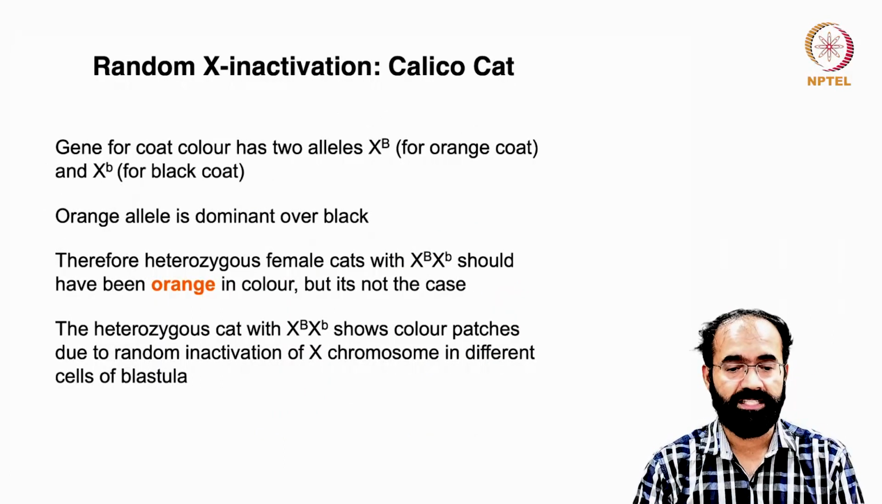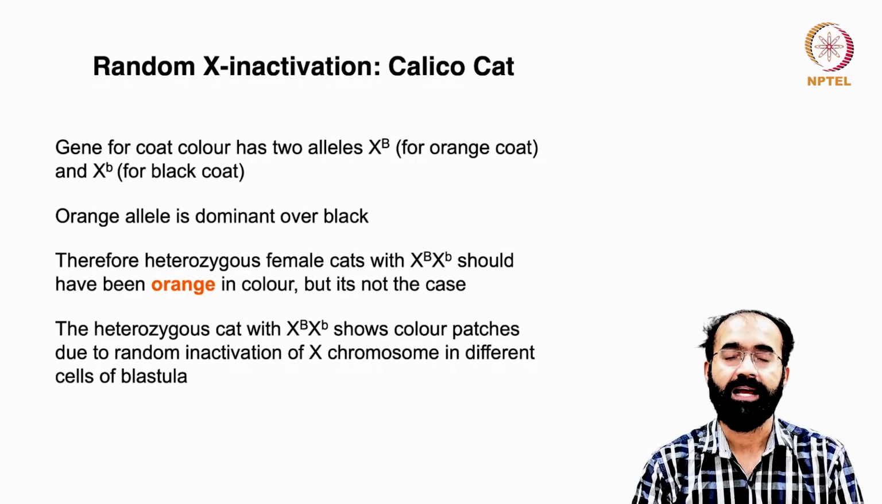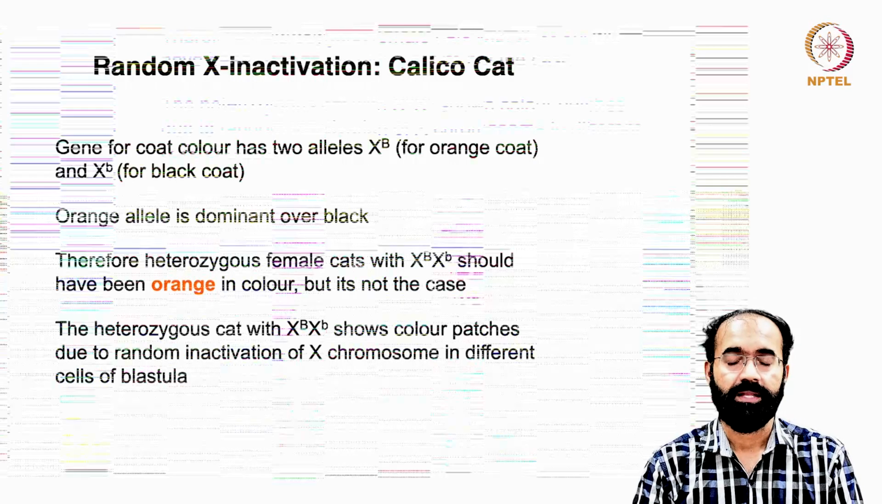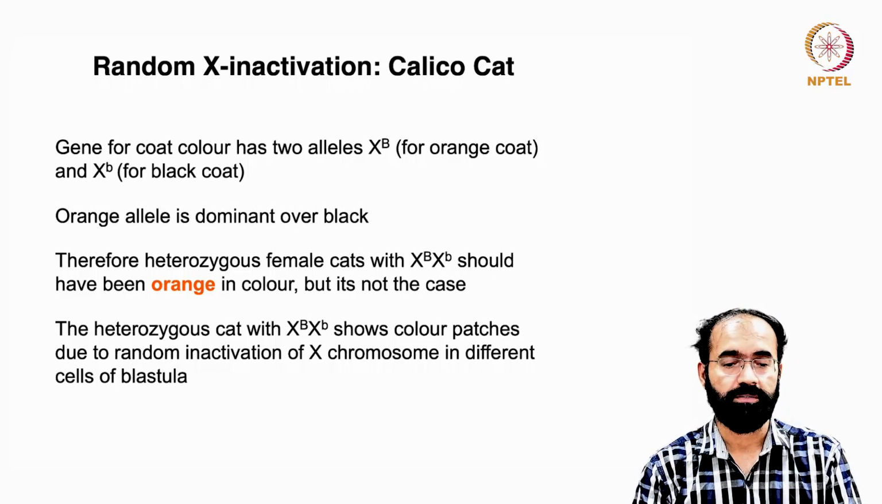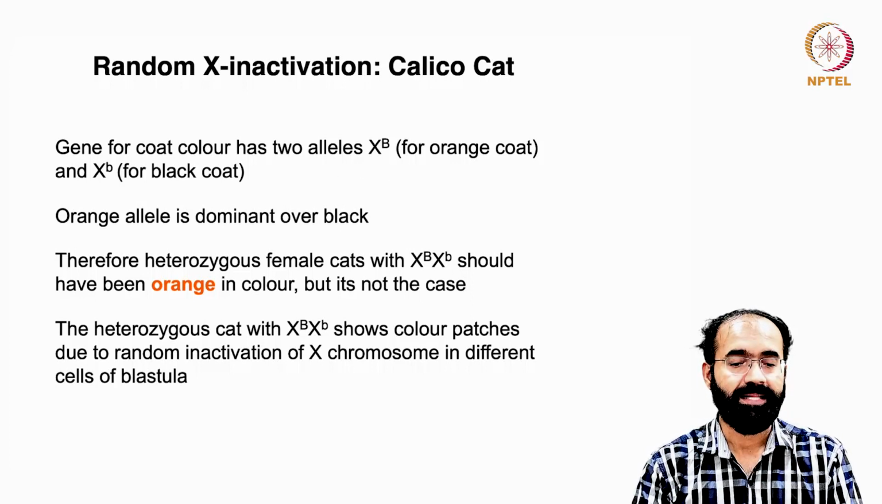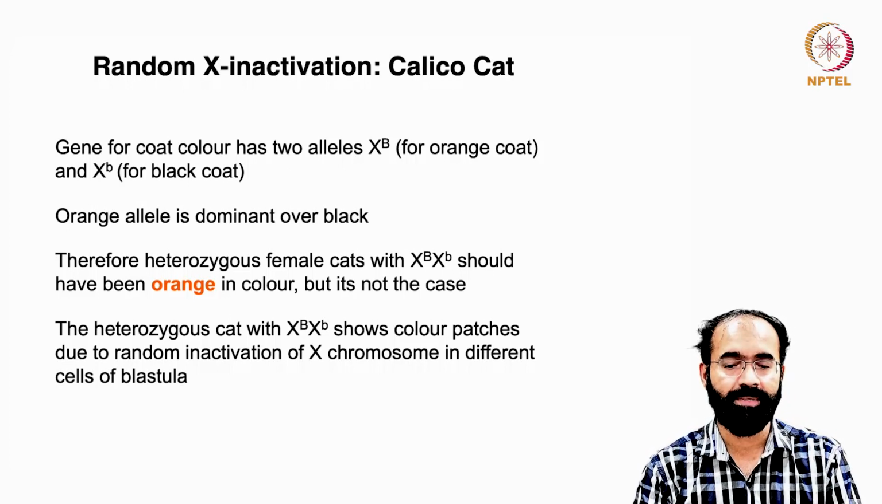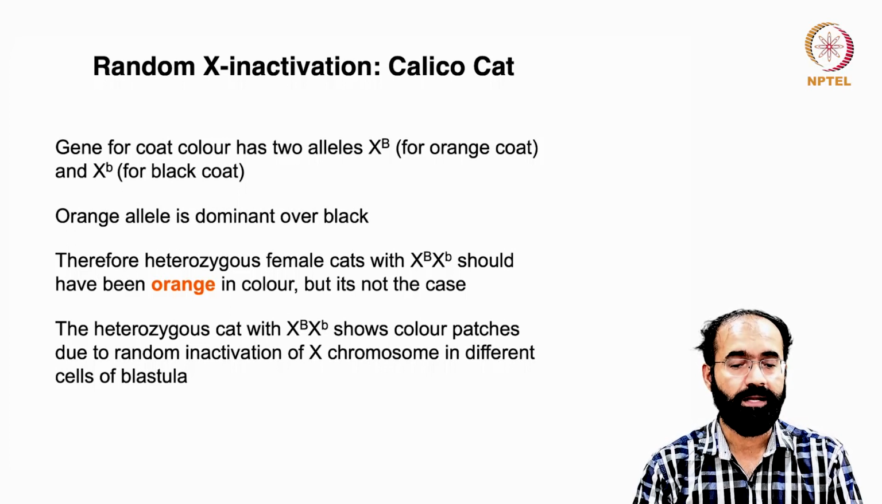So what happens with random X inactivation in the calico cat? The gene for coat color has two alleles. X^B, the capital B, indicates the orange coat color, and X^b, small b, is for black coat color. The orange allele is dominant over black in any given situation. Therefore, the heterozygous female cats with X^B X^b should technically have been orange in color, but that is not the case. Why? The heterozygous cat with X^B X^b shows color patches due to random inactivation of the X chromosome in different cells of the blastula.